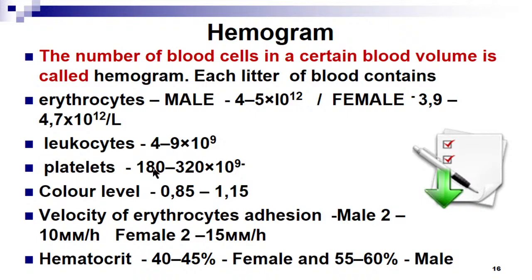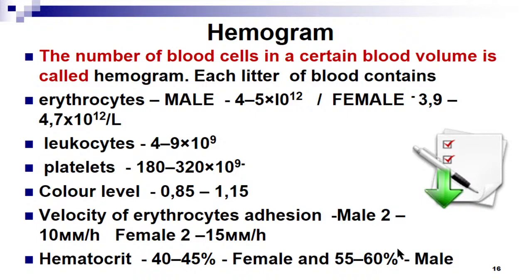Platelets: 180 to 320 times 10 to the 9th per liter. So you need to remember this level, the volume of cells. You should remember the answer for each practical class and especially for control points. Except the cell level, the volume of cells, we have some other diagnostic features.